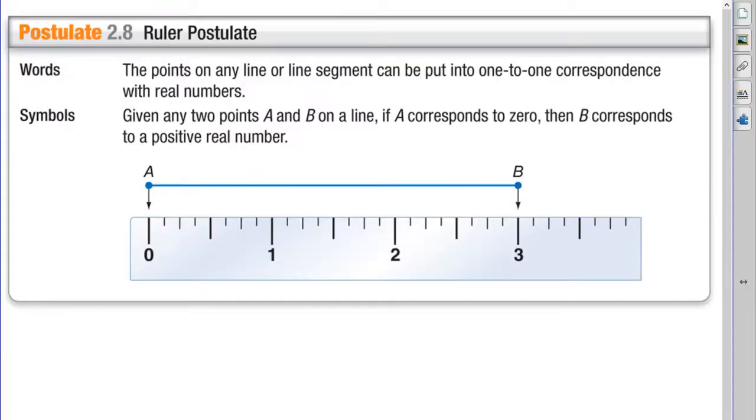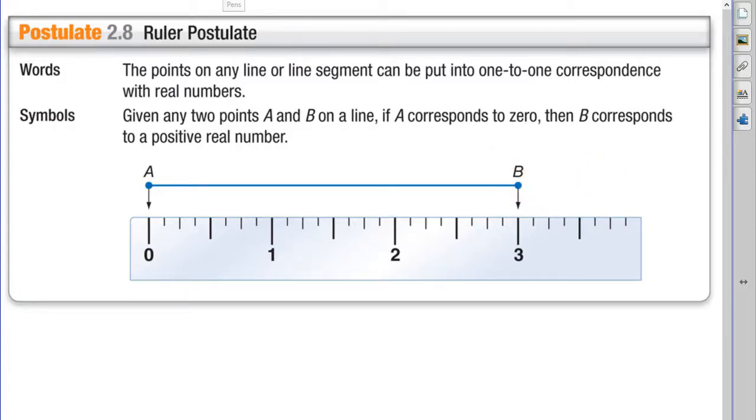The first postulate the book brings up is something called the ruler postulate. Basically, this just says we can measure the lengths of things. For instance, this segment is called segment AB, and for all of us, it's pretty obvious it's 3 in length, because it starts at 0 and goes to 3.